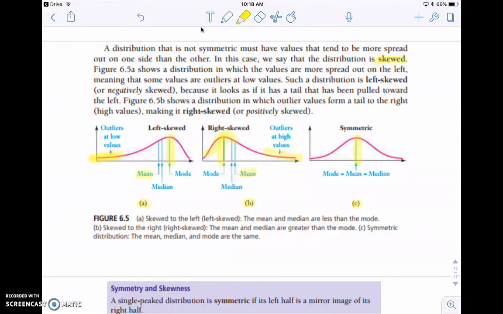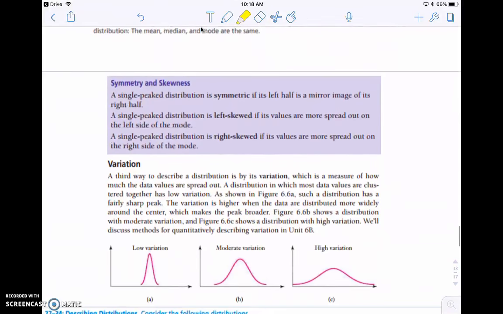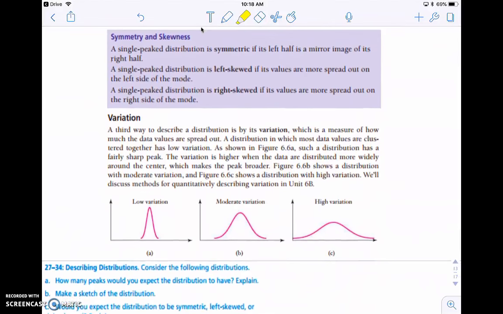So one way to remember the left skewed versus right skewed is, where are the outliers? Are the outliers lower or further to the left? If they are, then that's left skewed. Right skewed is when those outliers are much higher and they're pulling you to the right. Okay. So there's just some general definitions of symmetry and skewness, and you can look at that.